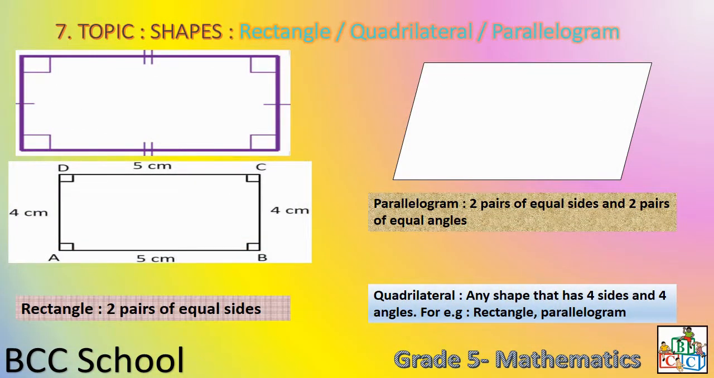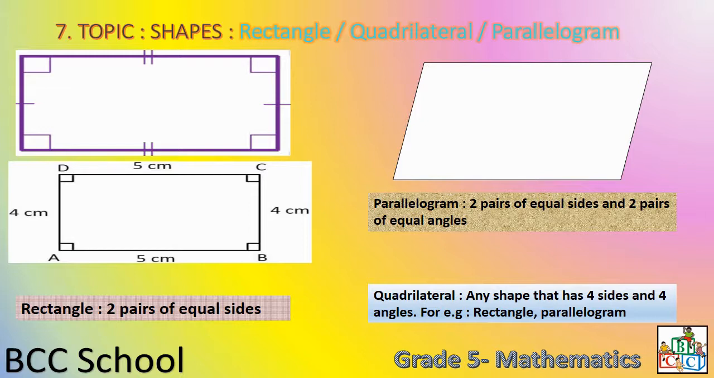Topic 7. Shapes. Rectangle, quadrilateral, and parallelogram. We have 3 pictures. 2 of them are rectangles. A rectangle is where we have 2 pairs of equal sides. For example, we have the second picture where 2 sides are 4 cm and another pair of equal sides is 5 cm.